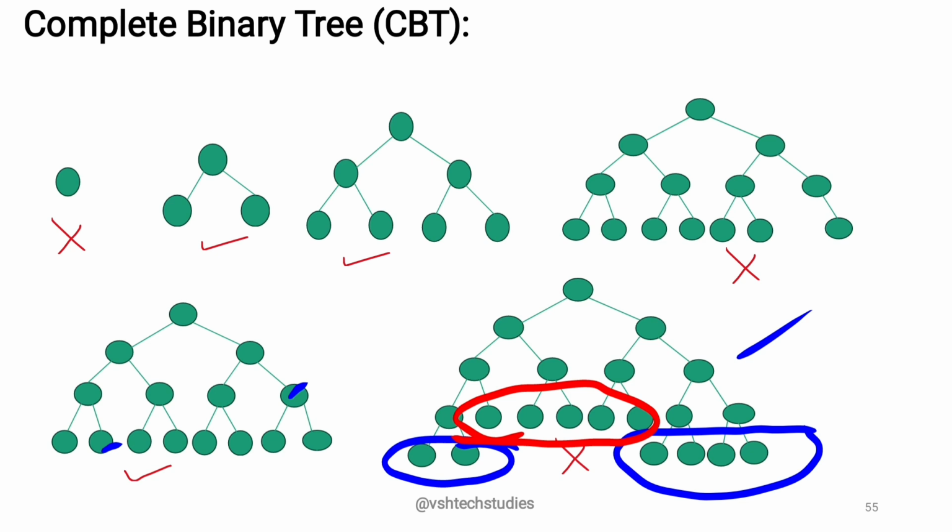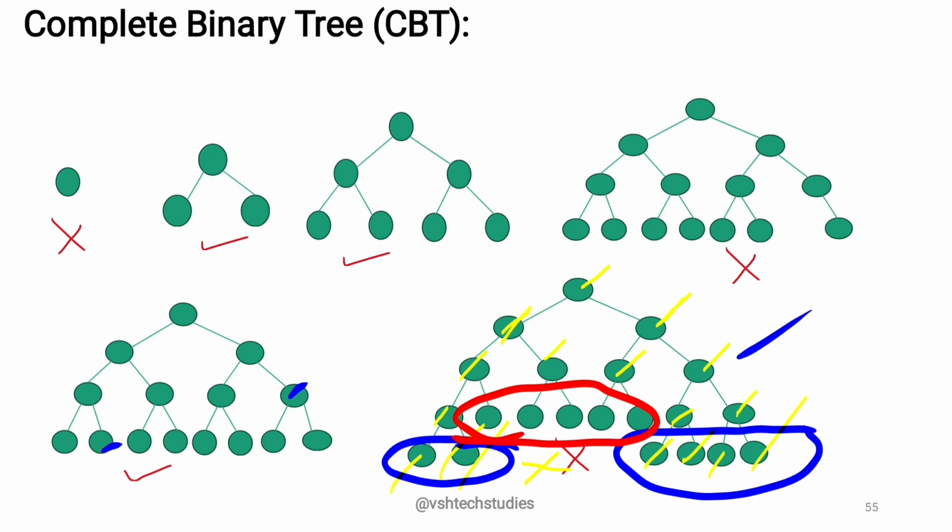Now suppose you consider this internal node, it has 2 children. This internal node has 2 children. This also has 2 children. This also has 2 children. Okay. This has 2 children. This has 2 children. So all the internal nodes have 2 children.